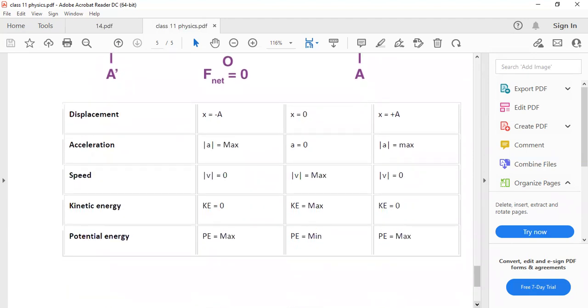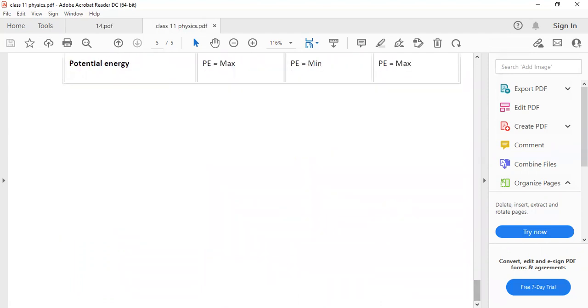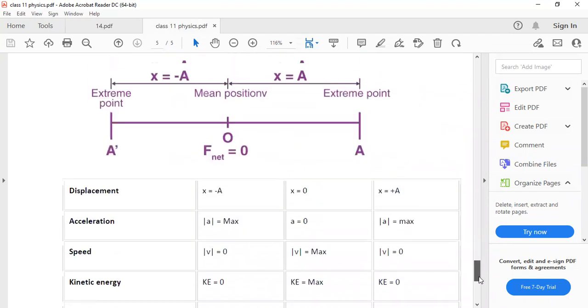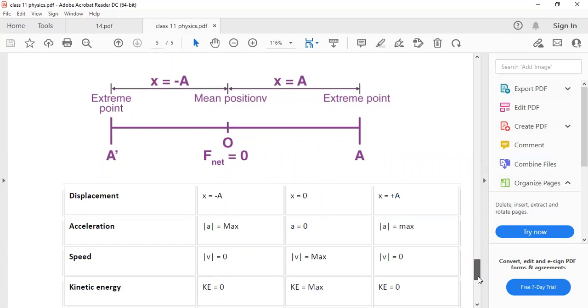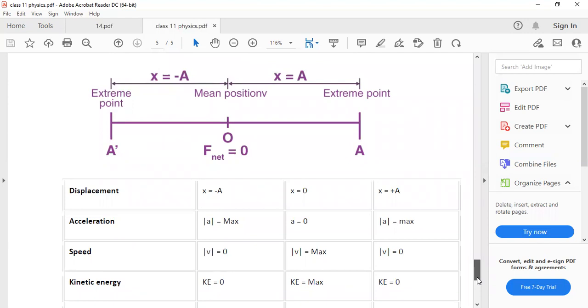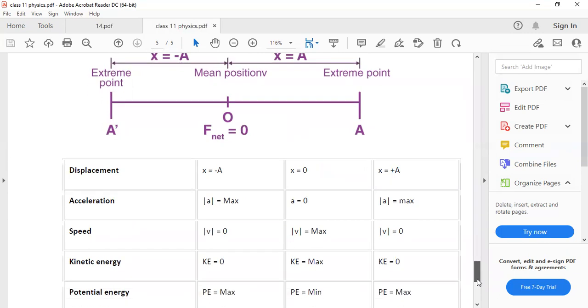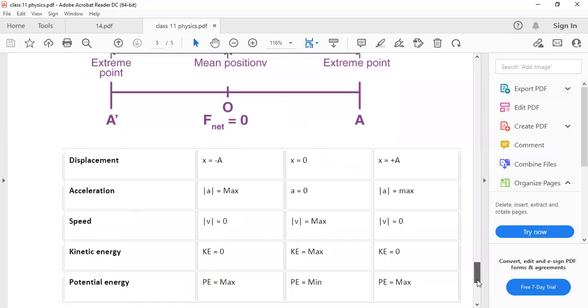So see this. There is displacement, that is x = −A. There are basically 2 types of displacement. You can see here −A, at the mean there is 0, and at the top right hand side there is +A. Now if we talk about acceleration, its magnitude will be maximum at either side, left or right. Always, if we take the modulus of the acceleration, it will be maximum at the extremes, and at the mean position it will be 0. If we talk about speed, at both extremes it will be 0, and it will be maximum at the mean position.